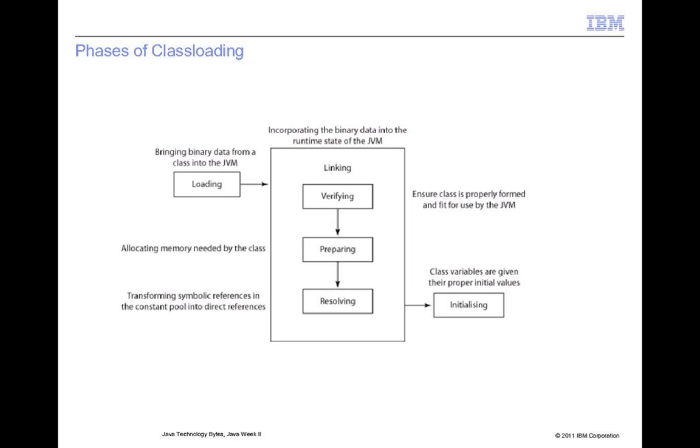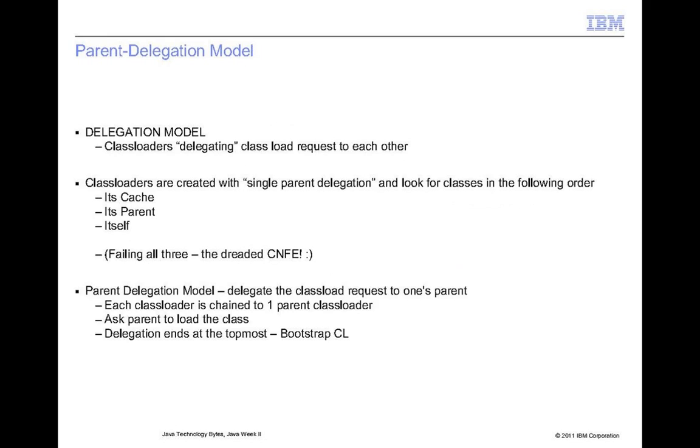Going to the next slide. So, the parent delegation model. Let me say what a delegation model is. It is actually a process where different class loaders delegate, or transfer, the class load request to one another. In the JVM, the class loaders are created with a single parent delegation model, which allows for the classes to be looked up in the following order. First is the cache, second is the parent, and third it will look for the class in itself.